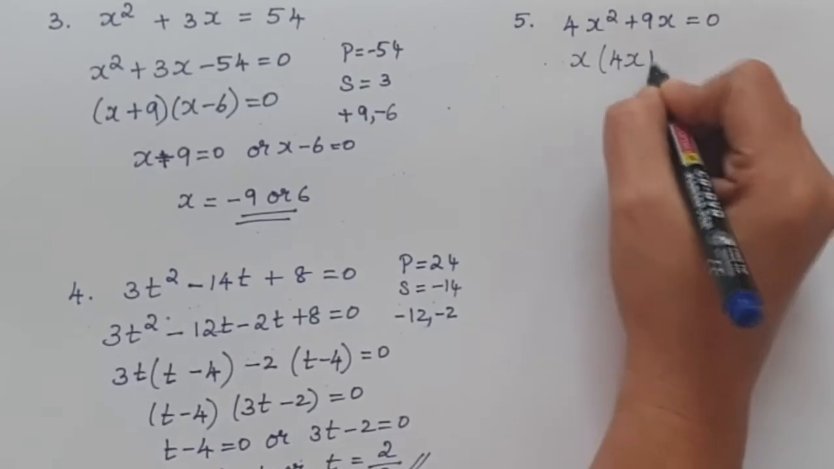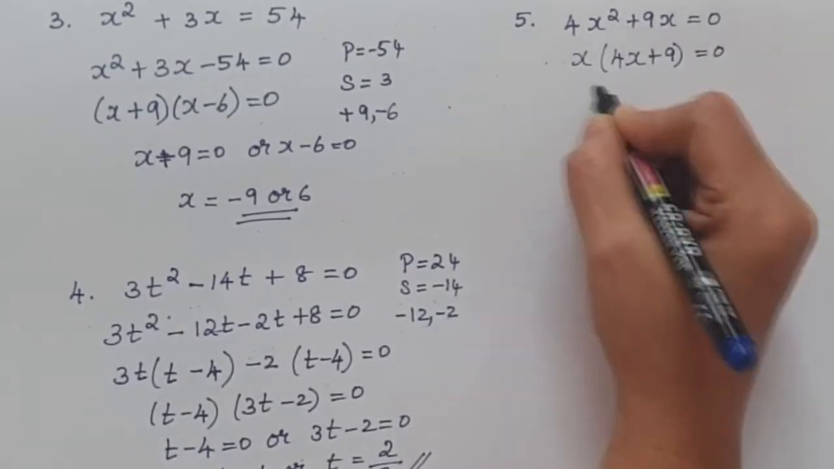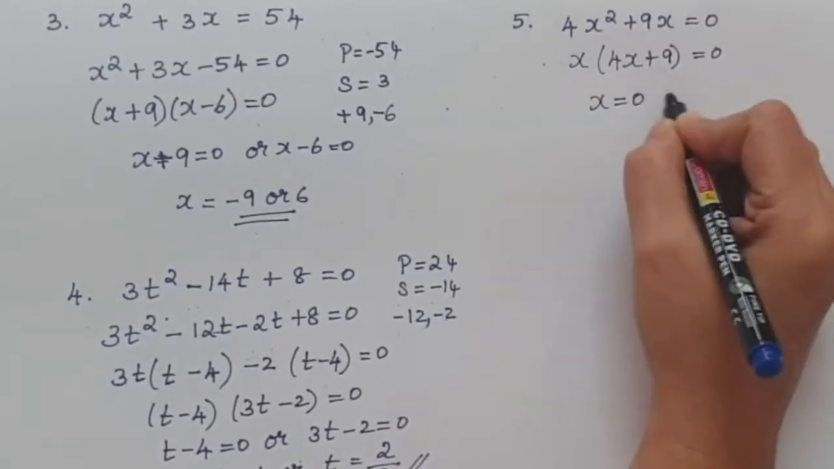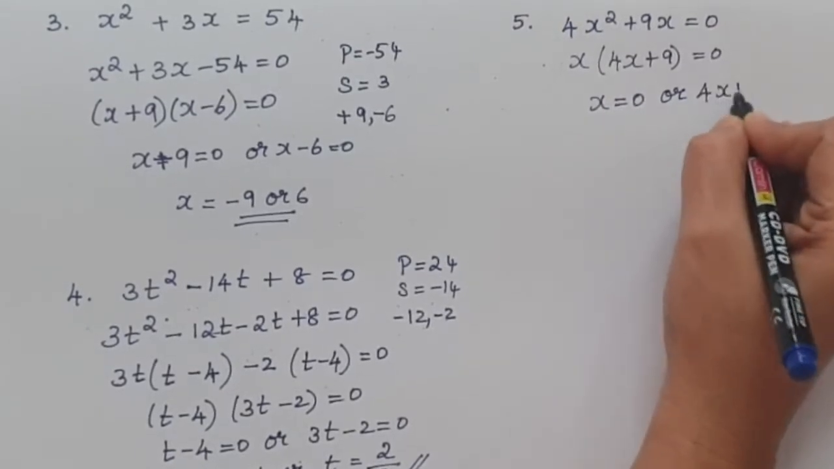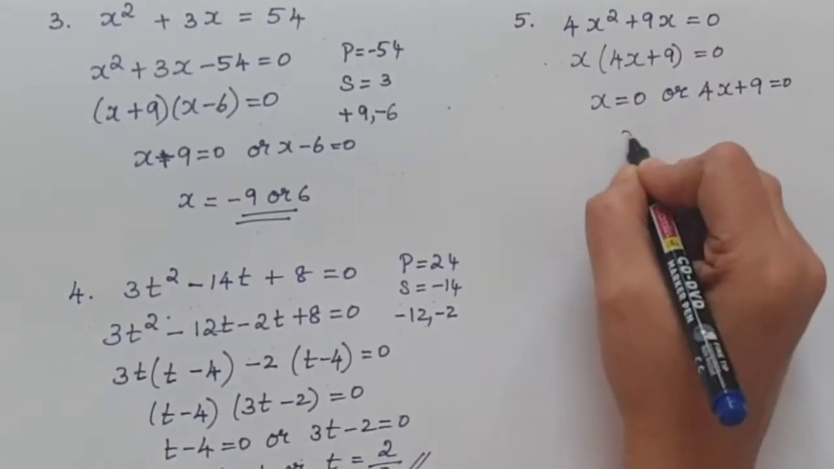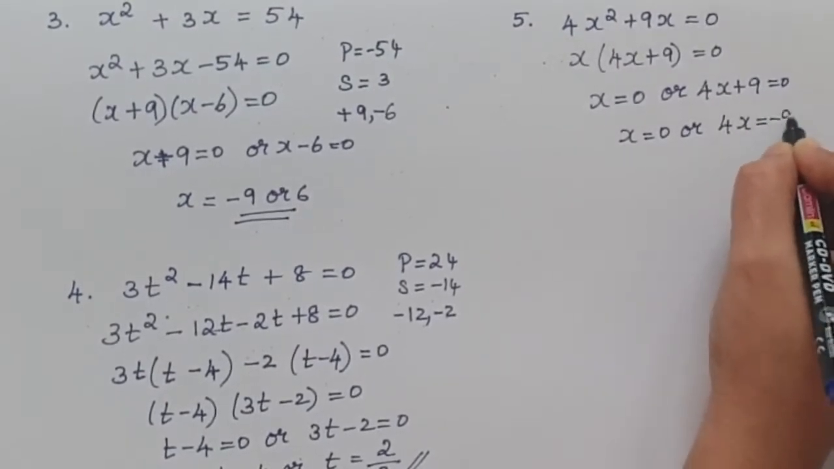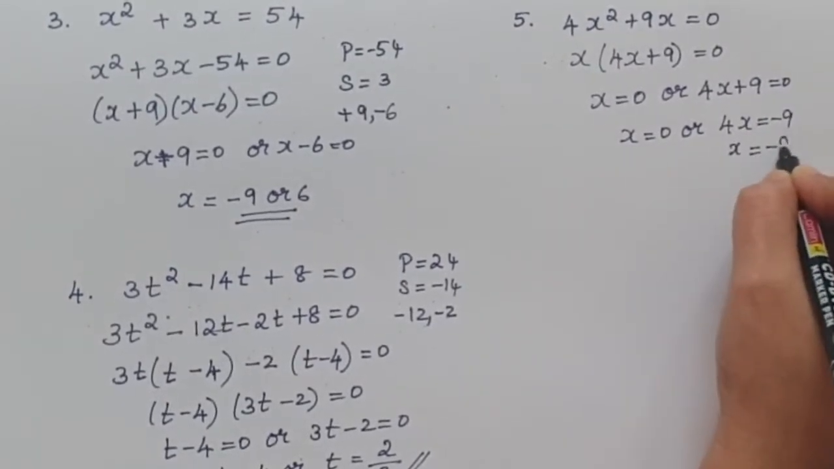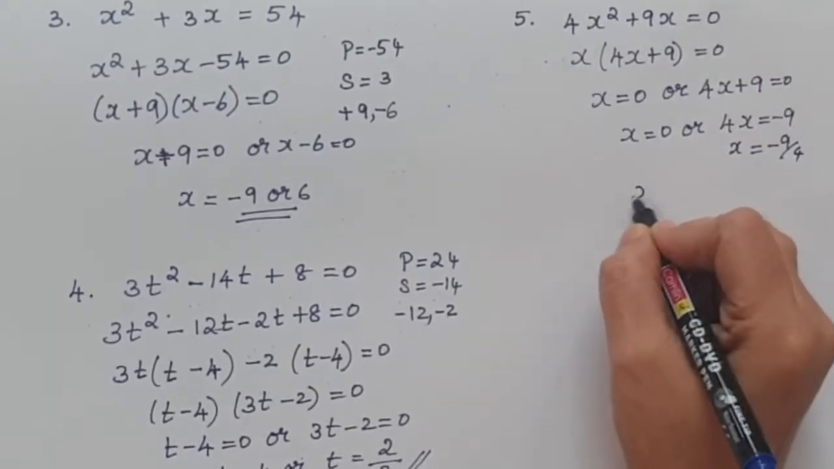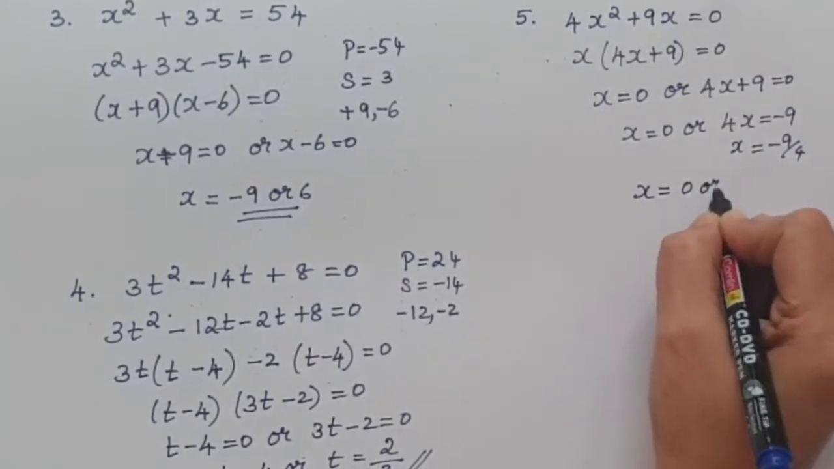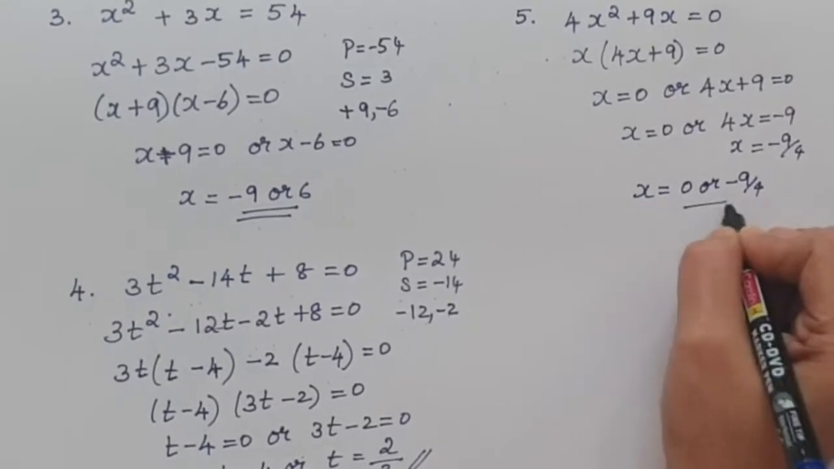So it will be 4x plus 9 equal to 0. So either x equal to 0 or 4x plus 9 will be equal to 0. X equal to 0 or 4x will be equal to minus 9. X will be equal to minus 9 over 4. We can write it as x equal to 0 or minus 9 over 4.